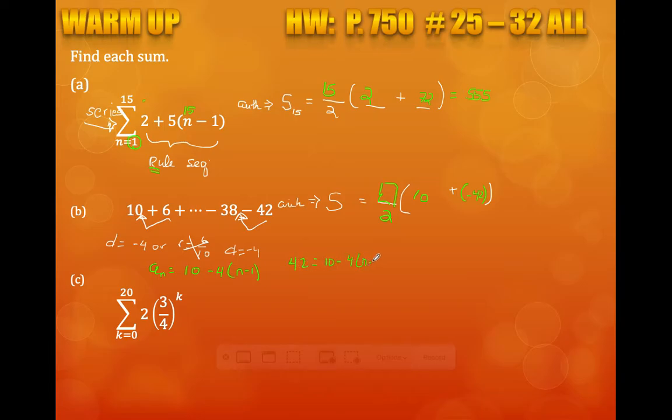And again, I'm not going to go through all of this because this was an objective from before, but you solve for n and you're going to get 14. So you do 7 times negative 32, and I got negative 224 when I was done.